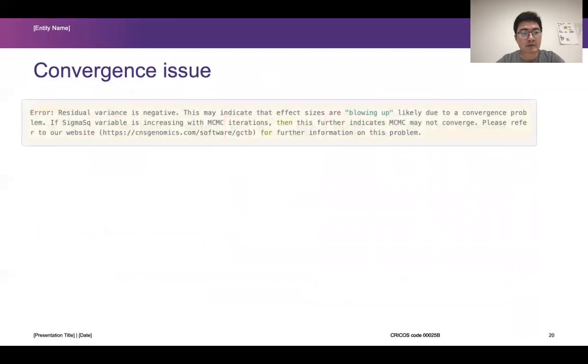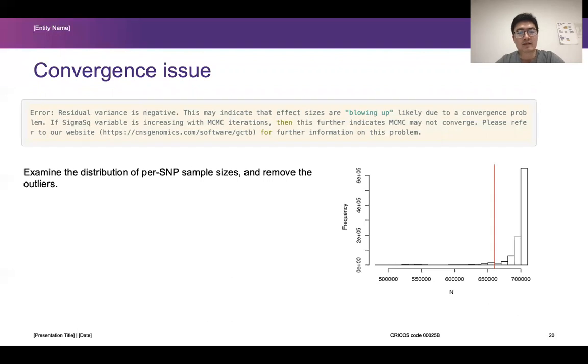Finally, I would like to briefly touch on a convergence issue when you run the SBayesR analysis. This could happen sometimes, especially when the summary statistics from the meta-analysis are used. When it happens, the effect sizes blow up and the program may be terminated, reporting this error message. This could happen when there are errors in summary statistics, such as errors in allele frequency or per-SNP sample size. It could also happen when there is a systematic difference in LD between GWAS and reference samples.